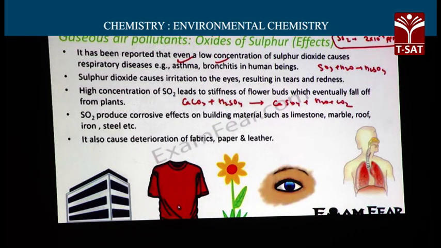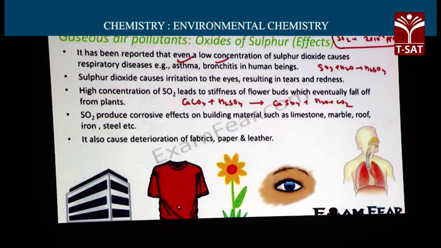Due to sulfur dioxide, diseases like asthma and bronchitis occur in human beings. So it mainly affects the lungs of human beings. Another effect of sulfur dioxide is that it is an eye irritant and results in tears and redness.